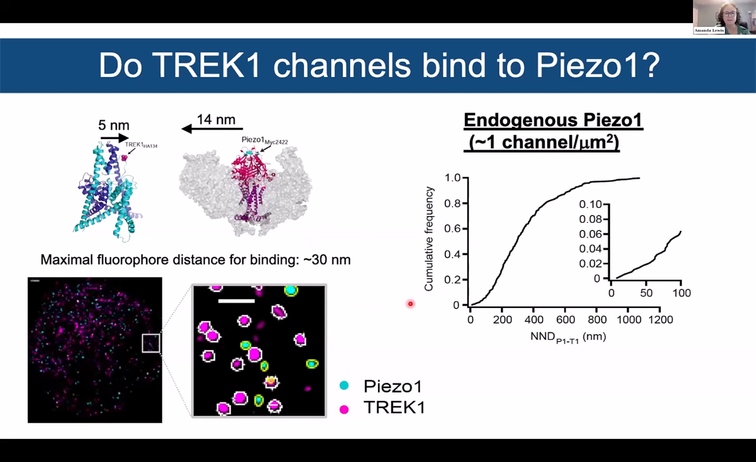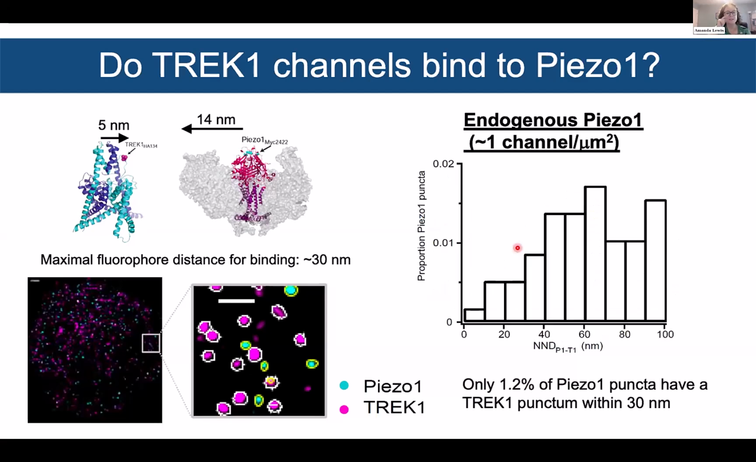So what these data look like for a single cell is you can plot a cumulative frequency distribution and then look at the nearest neighbor distances of piezo1 to TREC1. And so what we see is for this particular cell, on average, the two channels are actually quite far apart. For each piezo1 puncta, its nearest TREC1 punctum neighbor is probably about 300 nanometers away. And she summarizes these data across images.